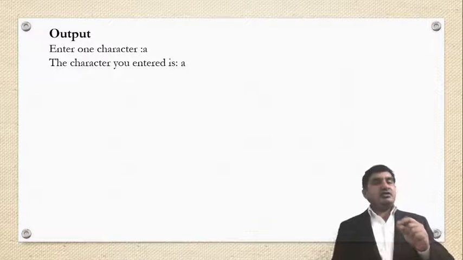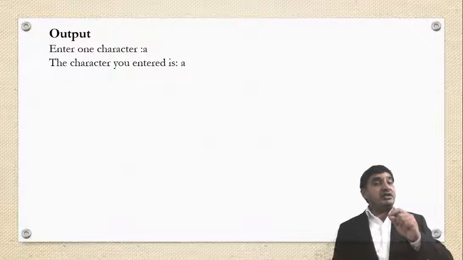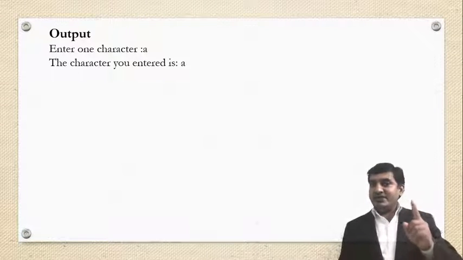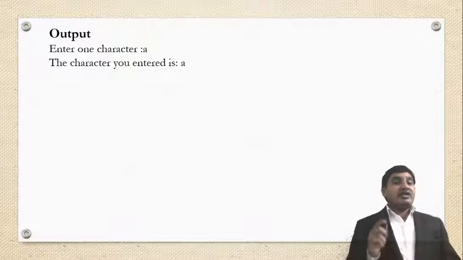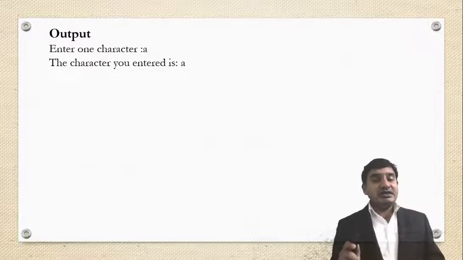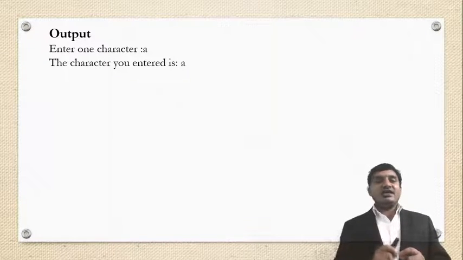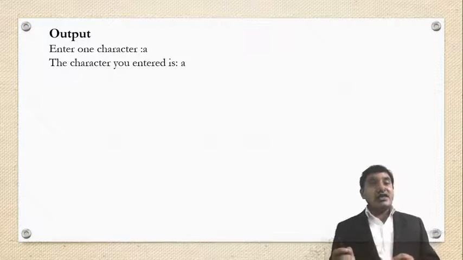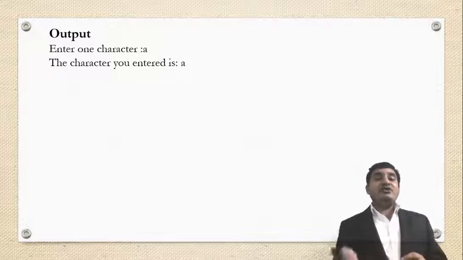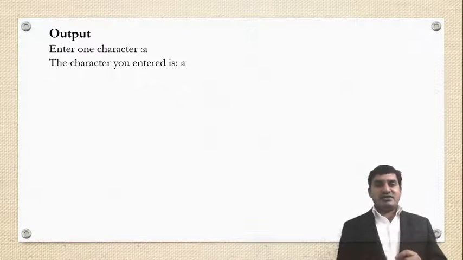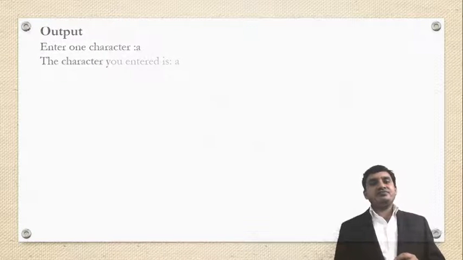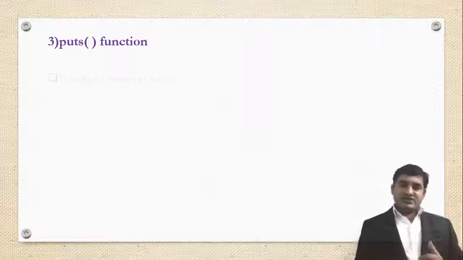Now we have to see what is the output of this program. Enter one character. Here we enter A by using getchar. The character you entered is A. This character A is displayed on a screen by using putchar. Okay. Now next is the puts function.